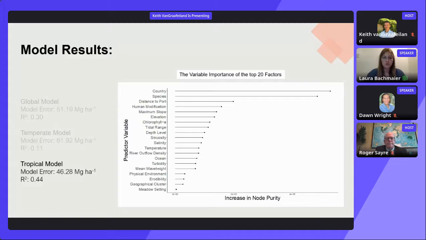So even though these results weren't that great, what was great about the outcomes of all three of these is that the top variables didn't really change between the models much, so we could reliably interpret these as being quite important. Specifically, maximum slope and distance to port seem to have a really high impact. Next slide, please.